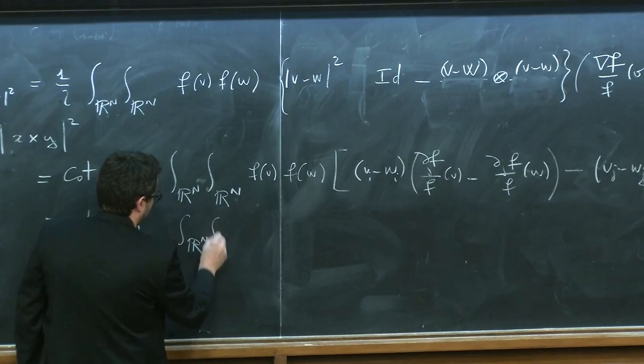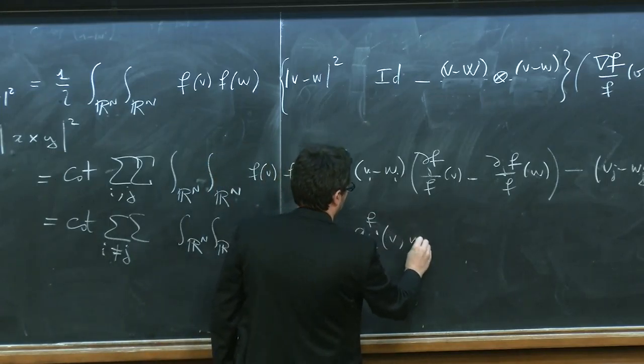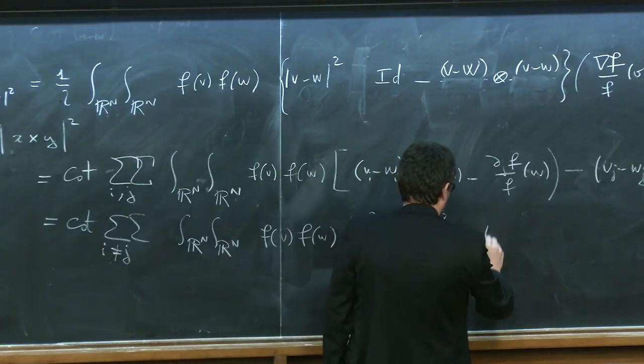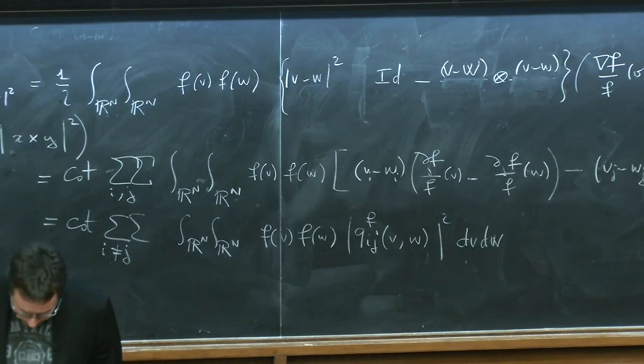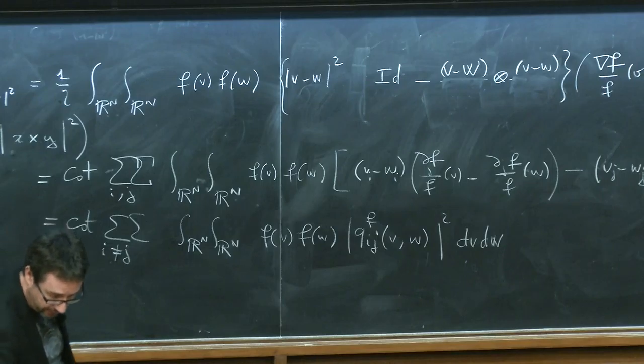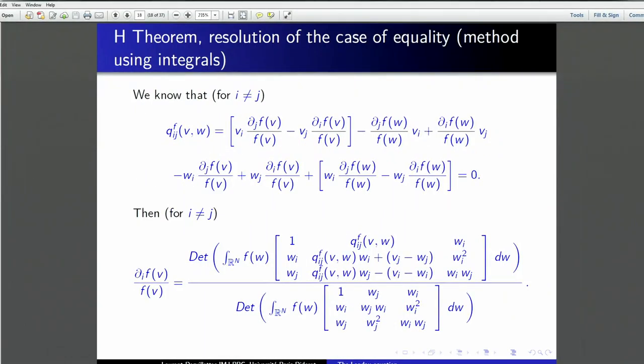So this can be rewritten in this way, dv dw. Okay? And now, at this point, it is a very good idea to come back to the formula which is written here. That is, there is a way of transforming Qij F in this quantity here, which naturally appears in the relative Fisher information which is written here.